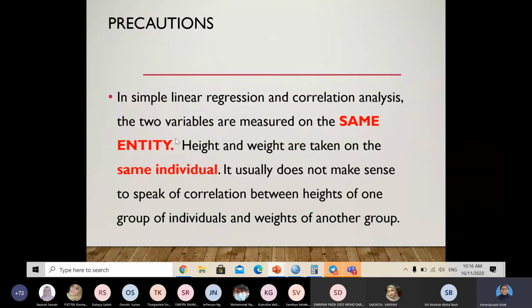Okay, so precautions. It's simple in regression and correlation. Make sure the two variables are measured on the same entity. Not like the health of subjects, and you want to correlate with the quality of air of the environment. Because this is not the same entity.